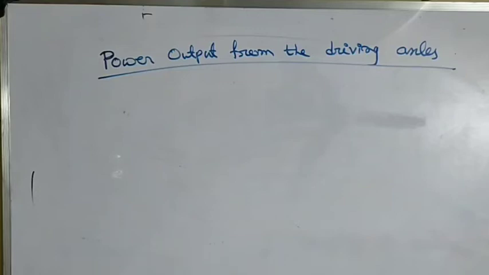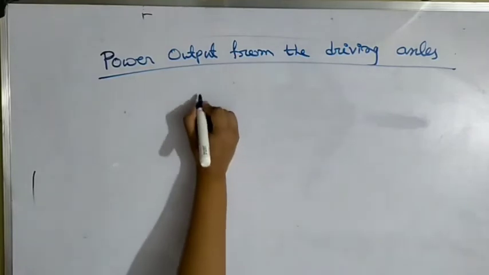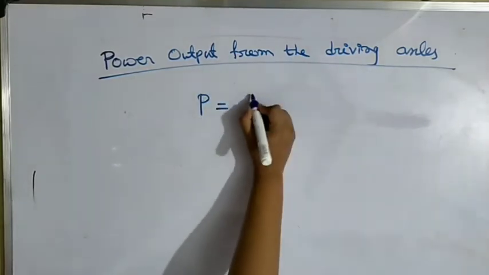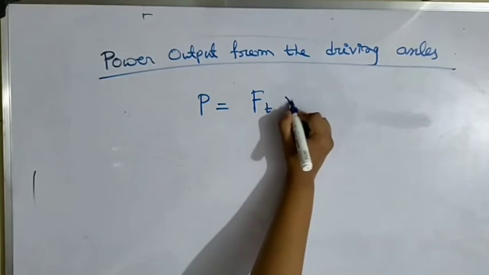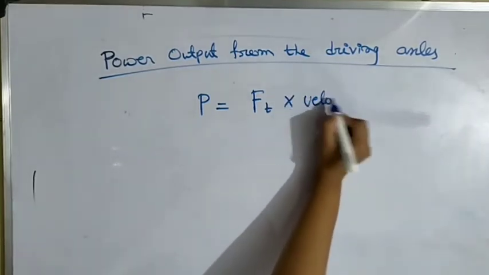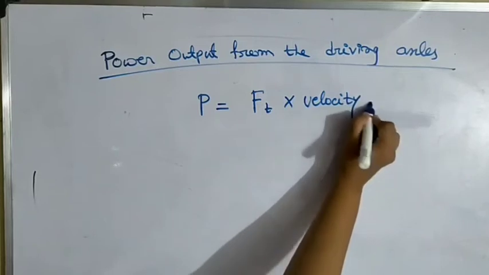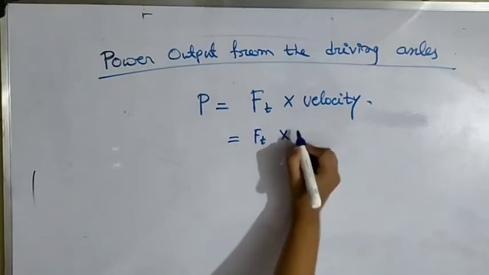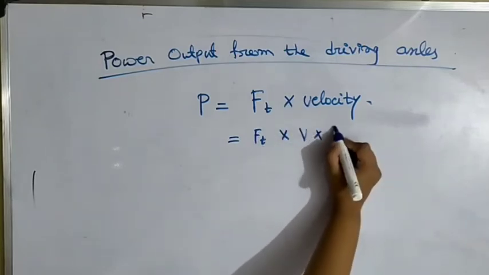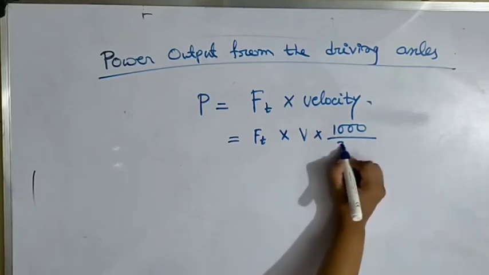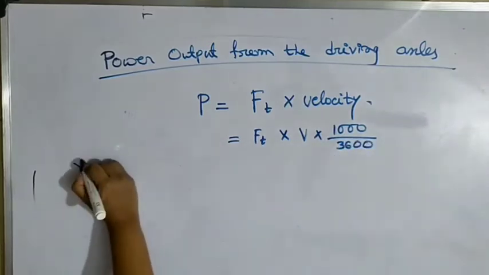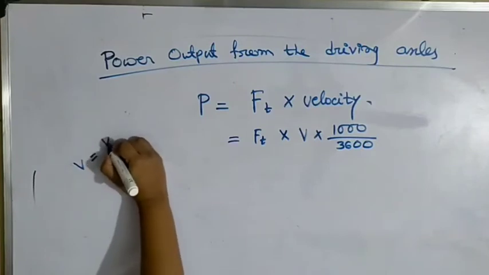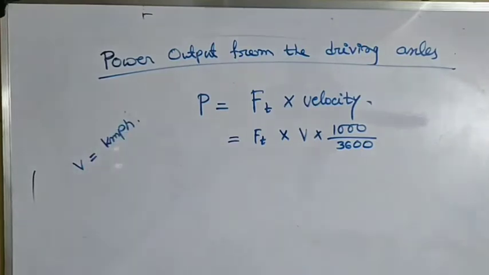Now, if tractive effort is expressed in Newton and speed in meter per second, then the power is expressed in watt. So, P, that is power output, is equal to tractive effort into speed or velocity. Ft multiplied by V into 1000 by 3600, where V is in kilometer per hour.